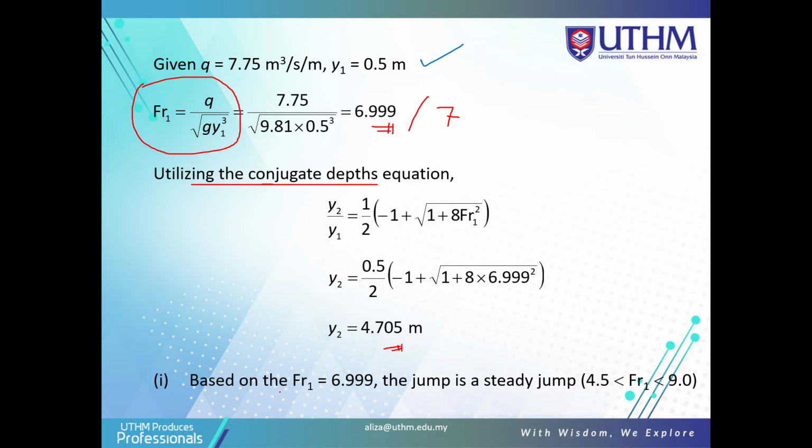Okay, so based on the Froude number, 6.999, the jump is a steady jump. Because the Froude number is within this range, the type of jump is a steady jump.